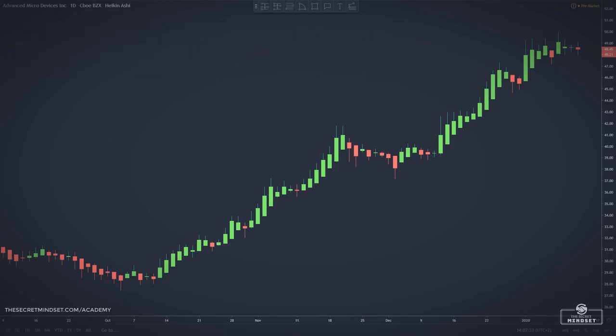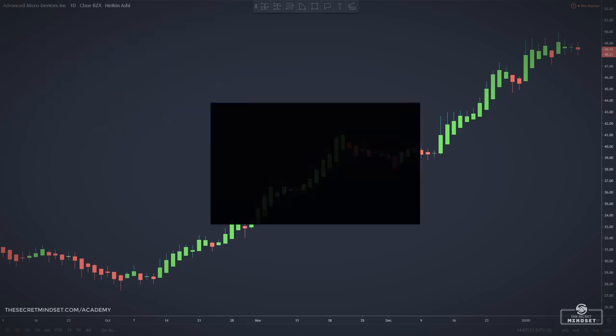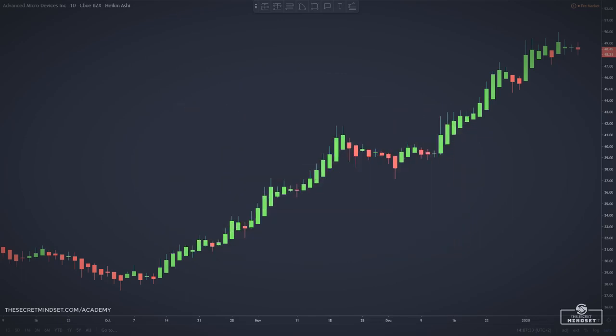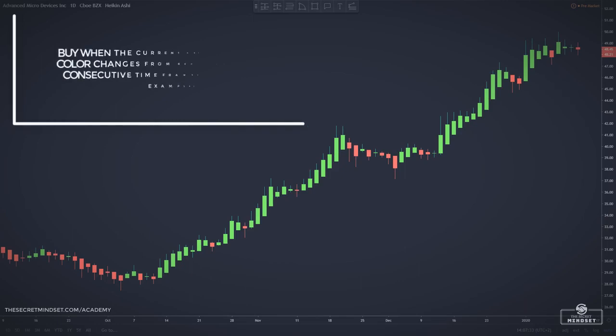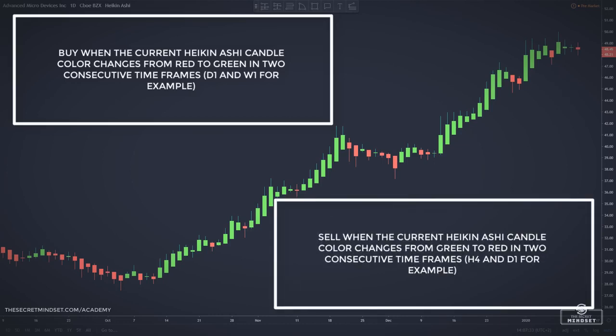The ideal scenario is to have trend alignment in all 3 horizons and to initiate the trade as early as possible in the trend. As a compromise, 2 consecutive timeframes may replace the ideal scenario of 3 timeframes. So, one option is to work with only 2 consecutive timeframes instead of 3 and to apply a simple strategy: buy when the current modified candle color changes from red to green in 2 consecutive timeframes, or sell when the current modified candle color changes from green to red in 2 consecutive timeframes.